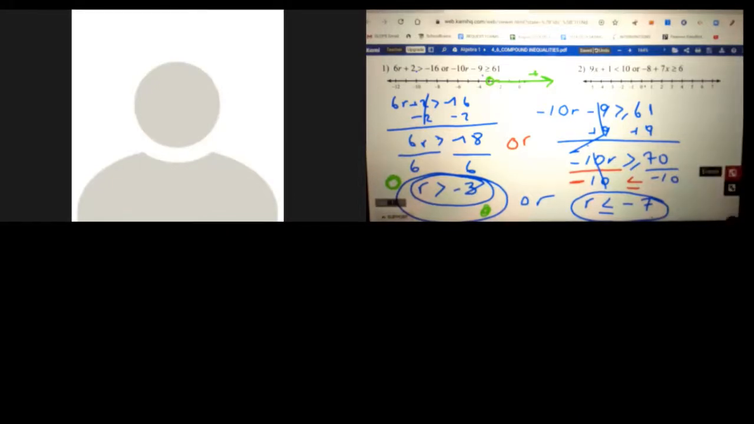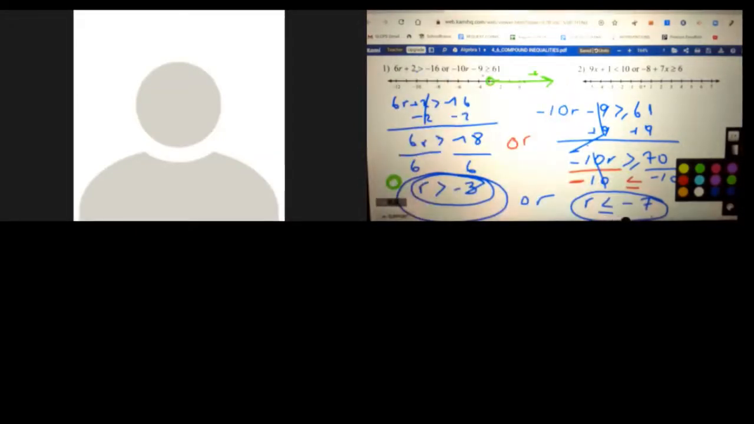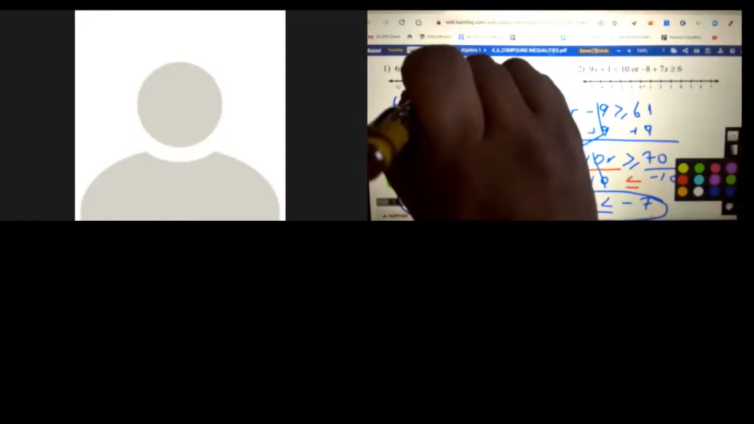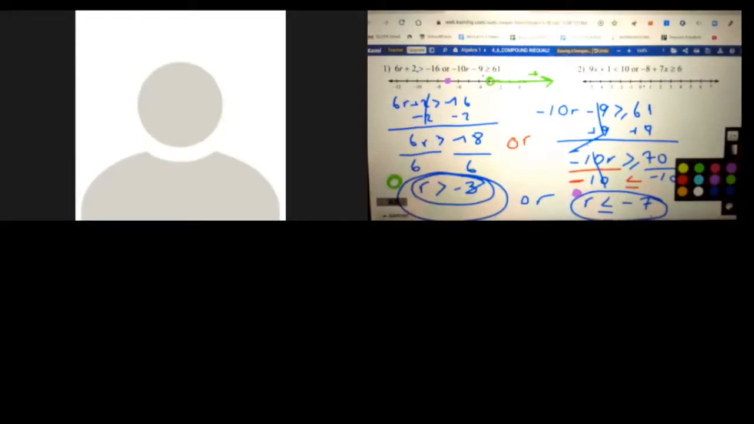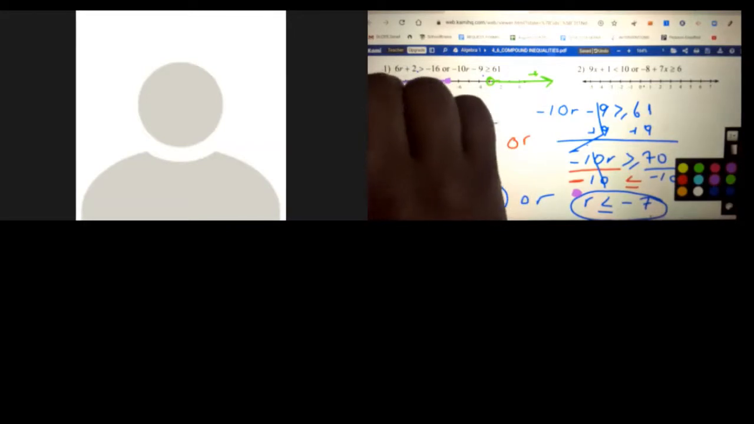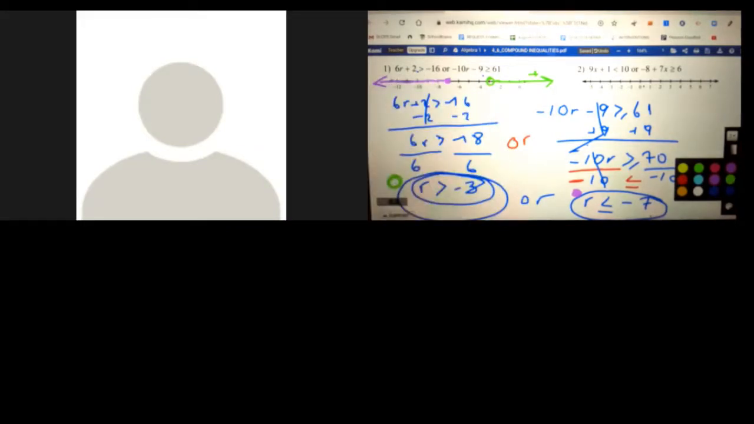Before people get confused, I'm going to erase this. Okay. r less than or equal to -7. So I'm going to mark my -7, but this time, because it has an equal, it's going to be a closed circle. And it says less than or equal to, so all the lesser numbers are on this side. So in reality, the only numbers that do not satisfy this are the numbers between -7 and -3. All the other numbers are okay because it says or.